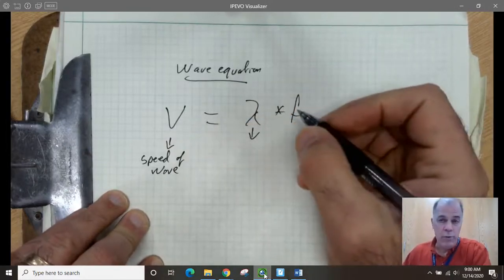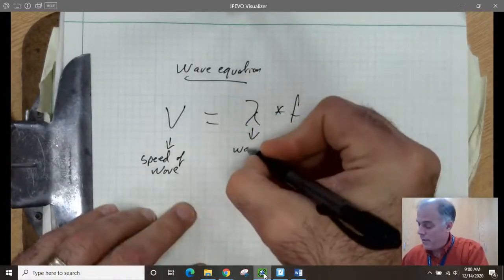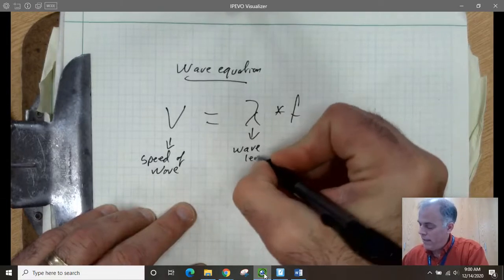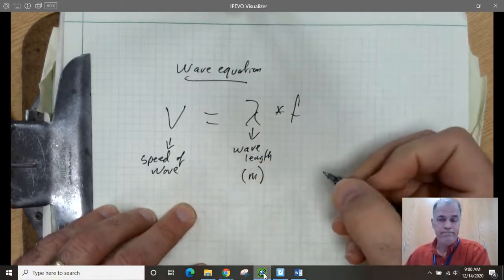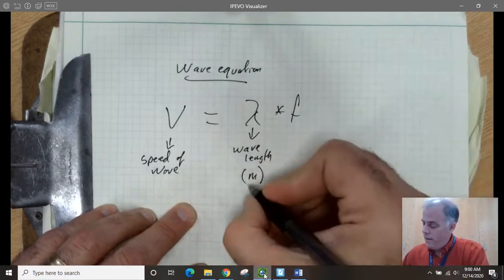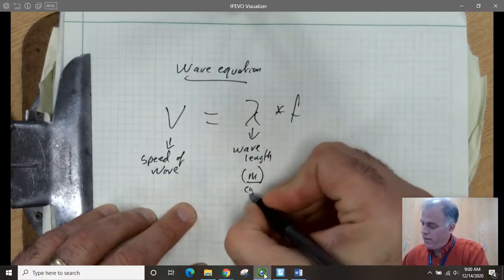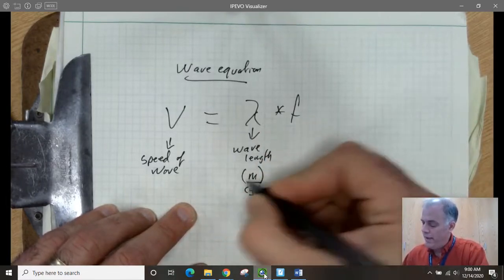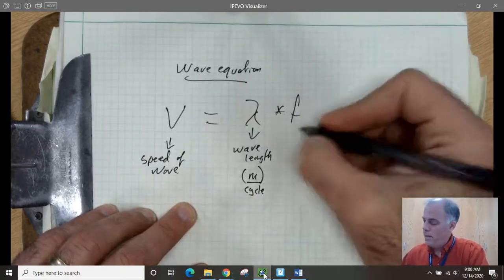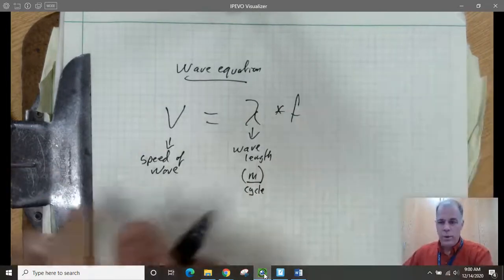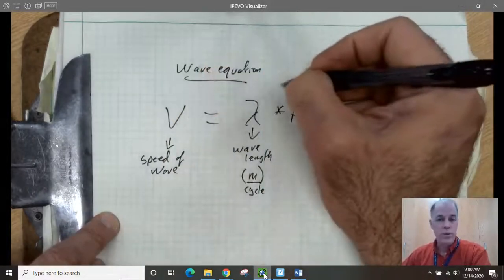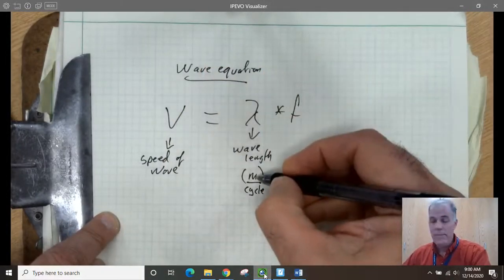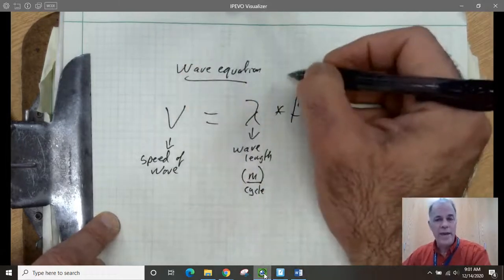Lambda, we've seen before, that's the wavelength. Wavelength. And we normally measure that in meters. And that is going to be a meter for an individual cycle in the wave. Okay. We saw that on the first one where we had the squiggly line back and forth, and from crest to crest was wavelength. Well, that is the meters to complete one full cycle in the wave.